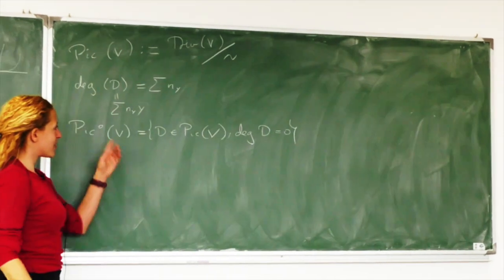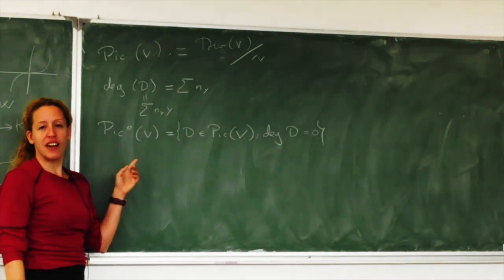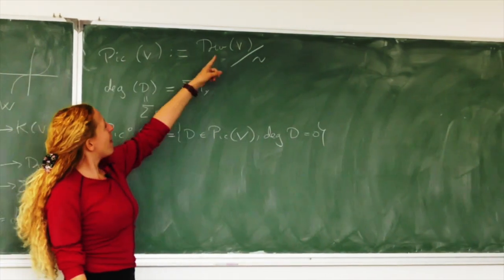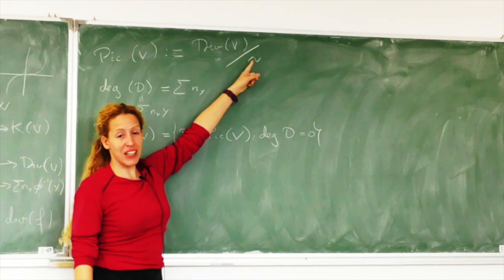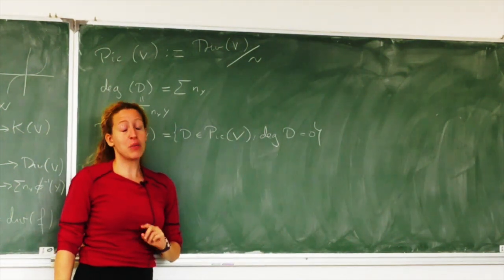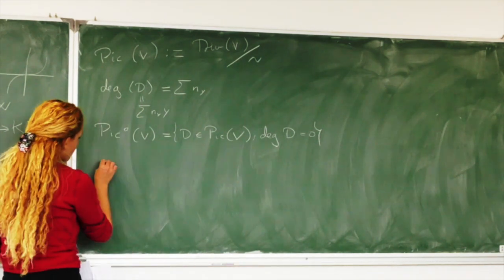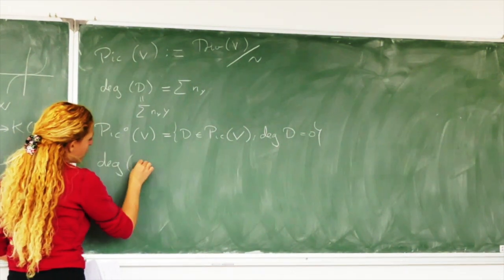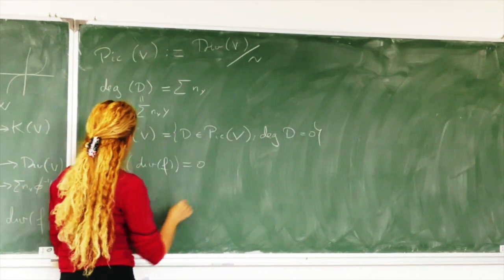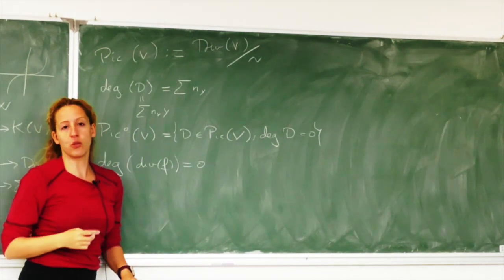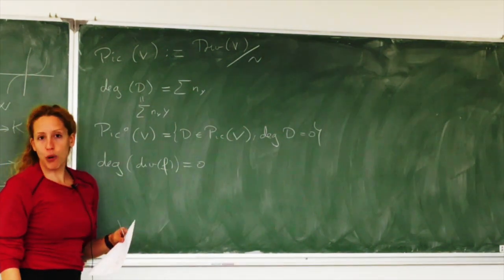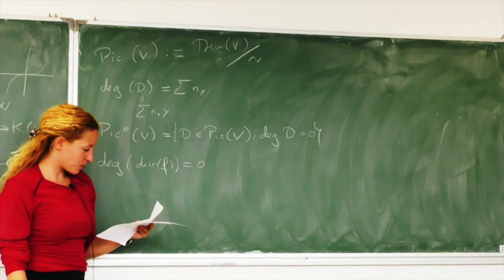So exercise: check that this is actually a subgroup, and even more, that this is well defined. Actually this is because divisors here are equivalent. In order to be equivalent, they need to have the same degree, because the degree of a divisor coming from a function is equal to 0 because of property 4 that we saw before. Again, this is a condition about the number of poles being equal to the number of zeros.